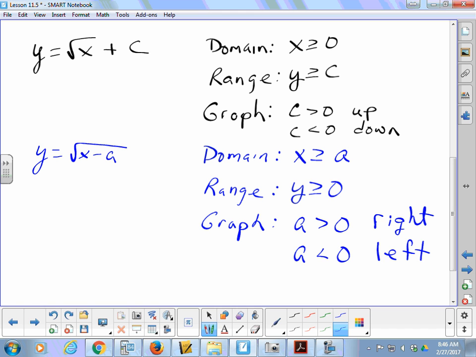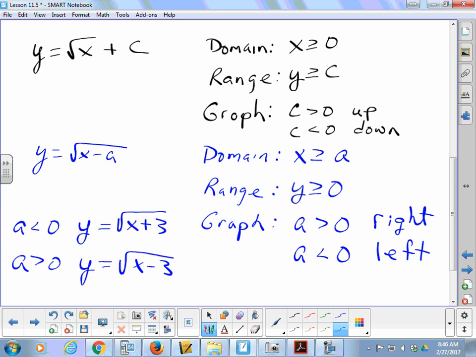Now, here's the thing that you have to think about. Let's look at an example here. When a is negative, that means it's going to be y equals the square root of x plus some number, because we're subtracting a negative number. When a is positive, it's going to be y equals x minus the number. In this case here, a is negative 3. In this case here, a is positive 3. So you have to determine what the value of a is.